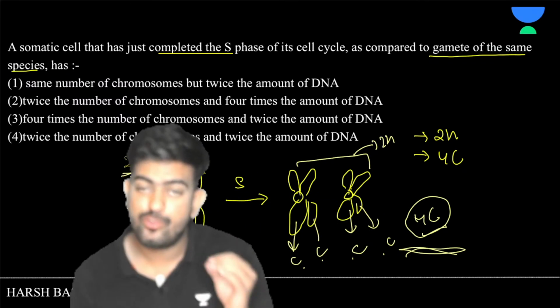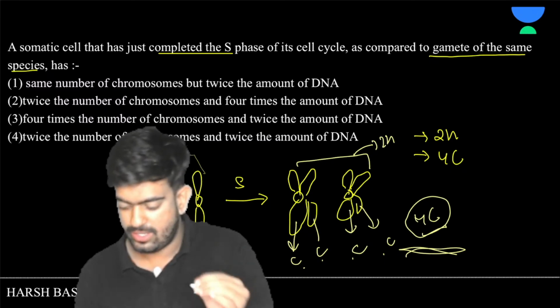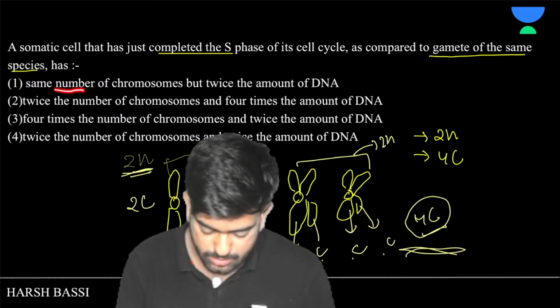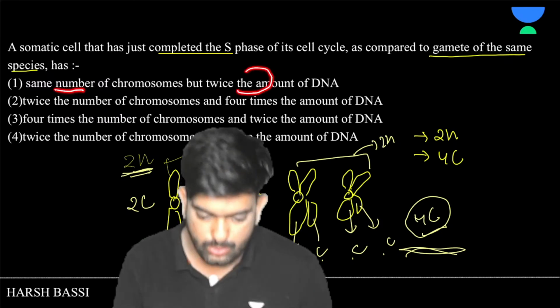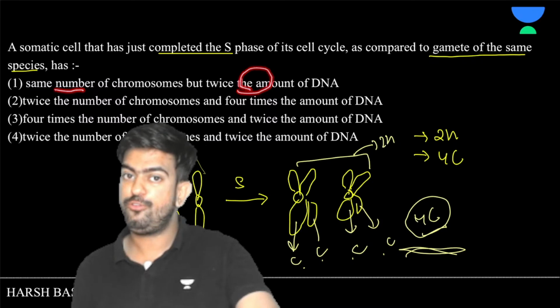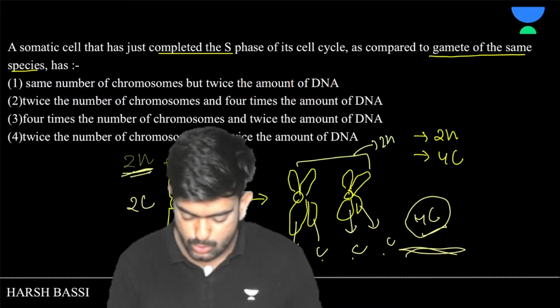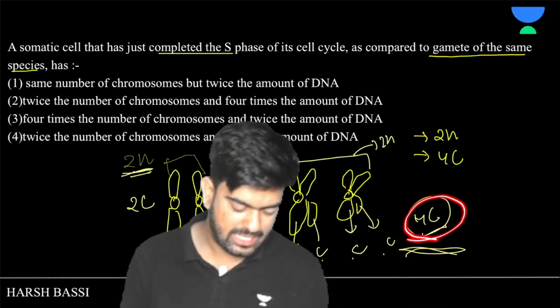But still, our chromosome number is still what? It's still 2n. So now we have the same number of chromosomes, but twice the amount of DNA. 2C, 4C. Yes, this can be the answer.